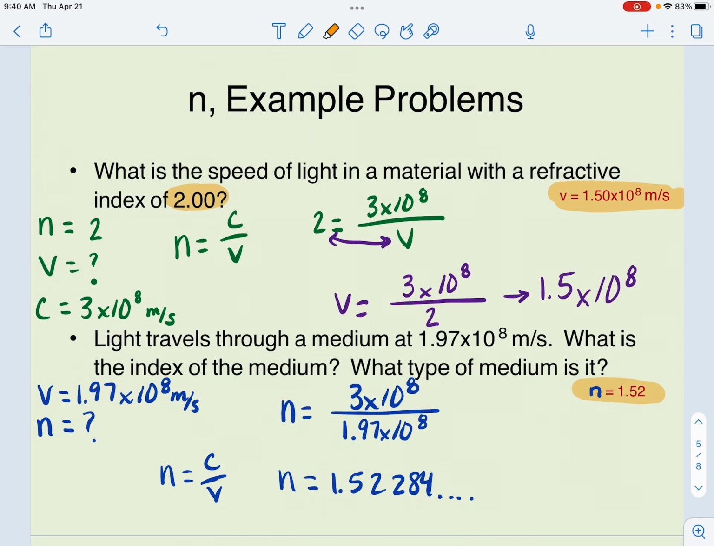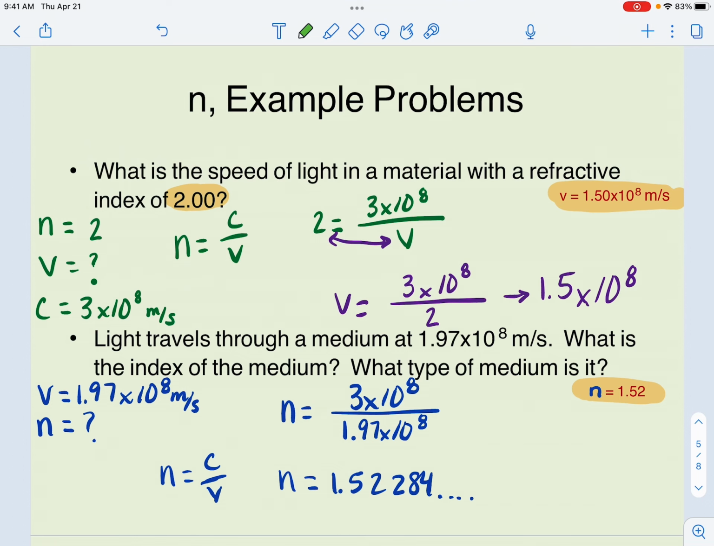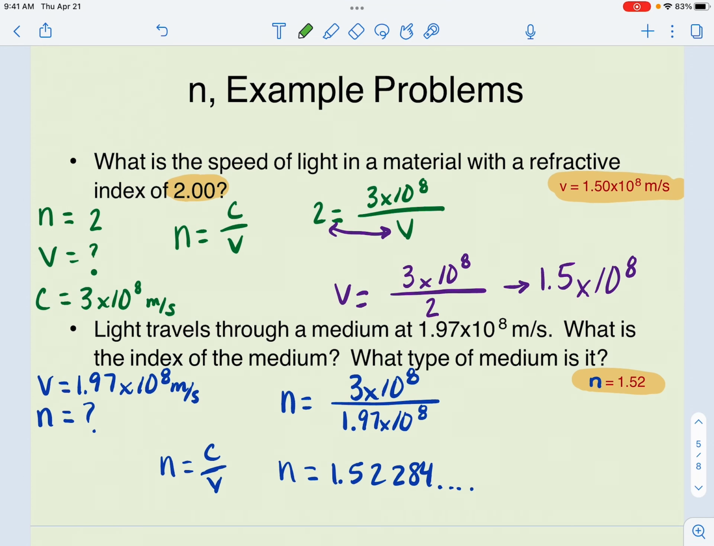But I want to pause for a moment. I want us to look at the fact that there is no unit here. I said I'd come back to that, so let's look at that real quick. When we are looking at the values that we have plugged in, we have our numerator of 3 times 10 to the 8th. That is in meters per second. We have our denominator of 1.97 times 10 to the 8th. That is also meters per second.